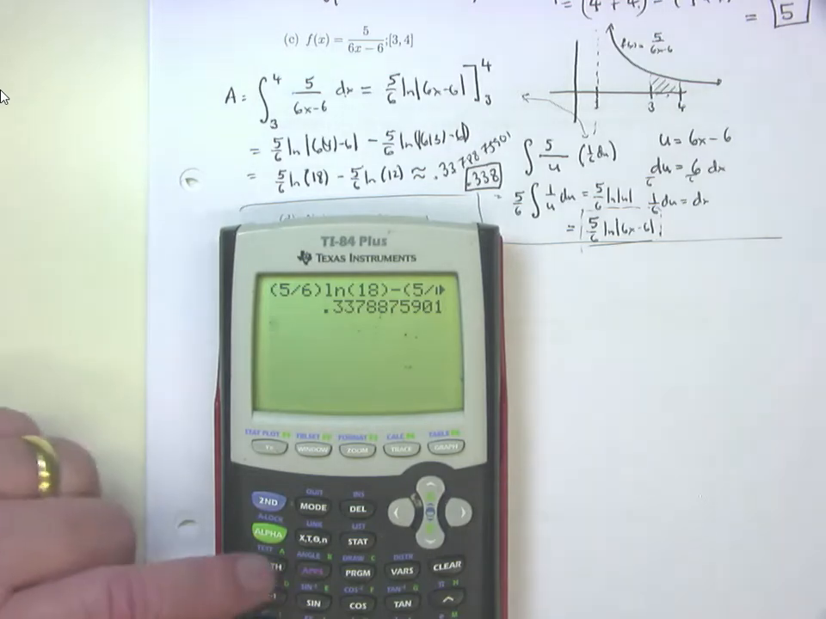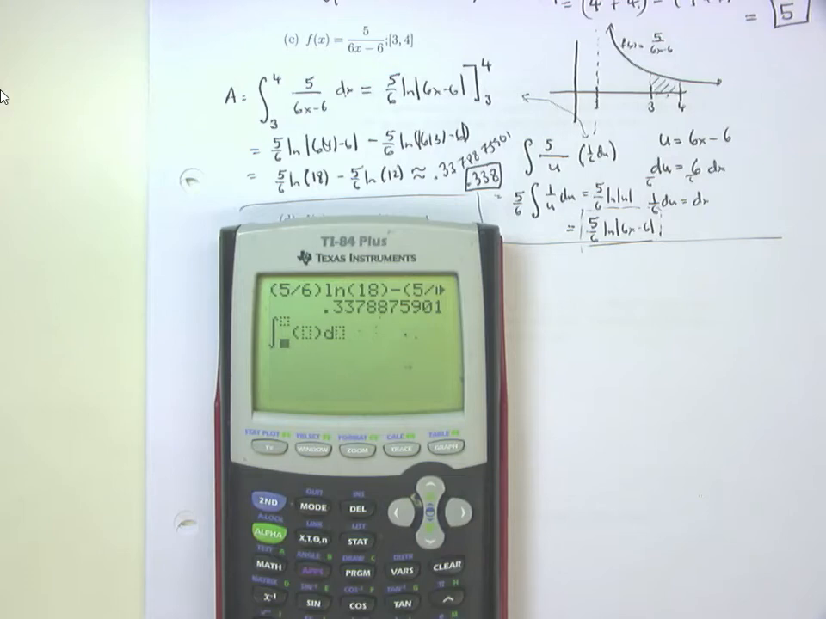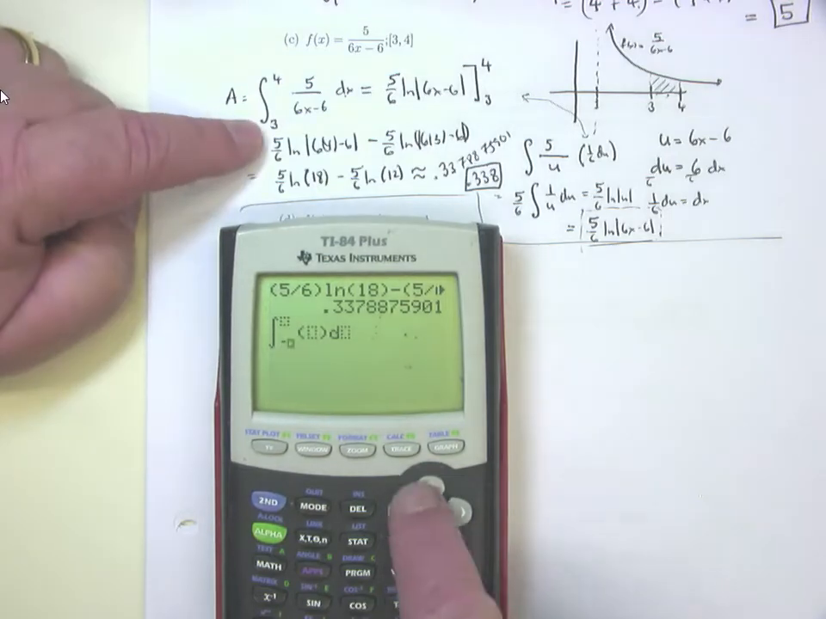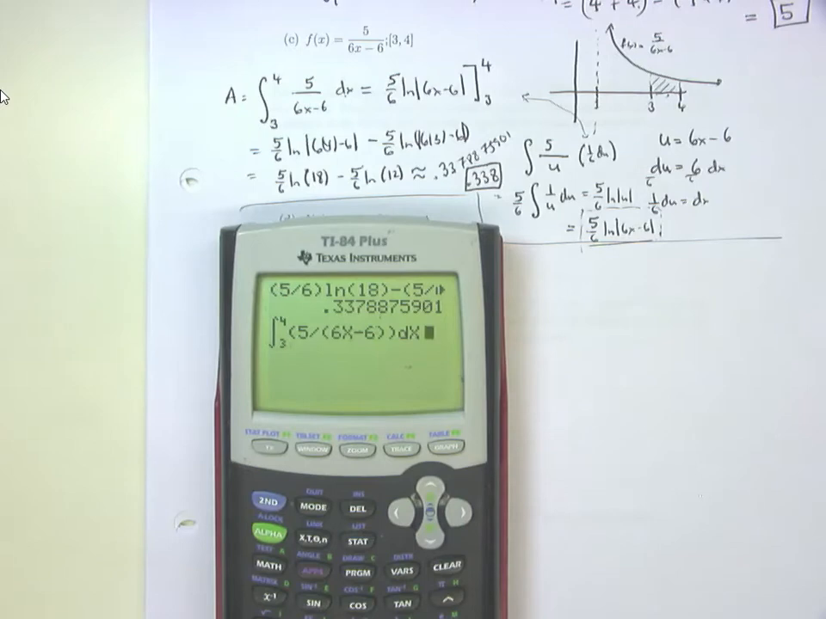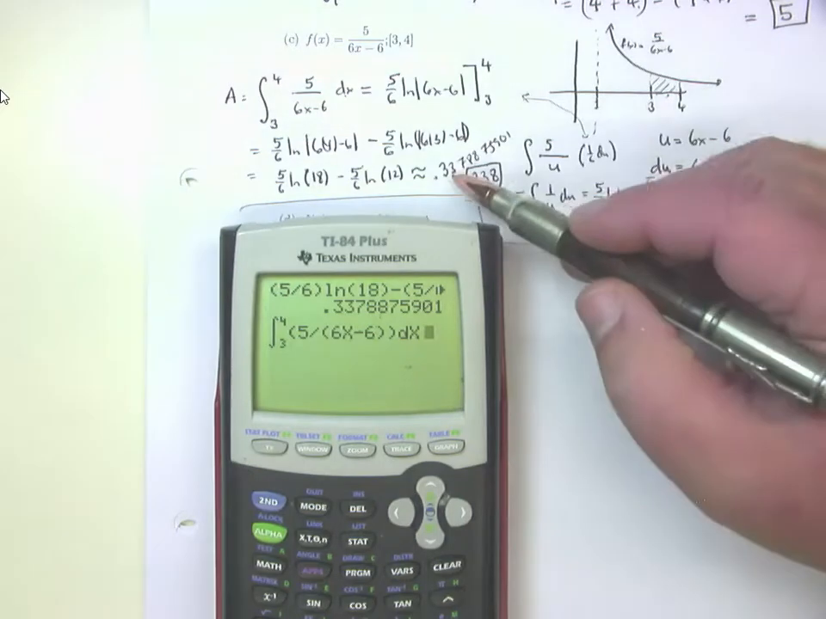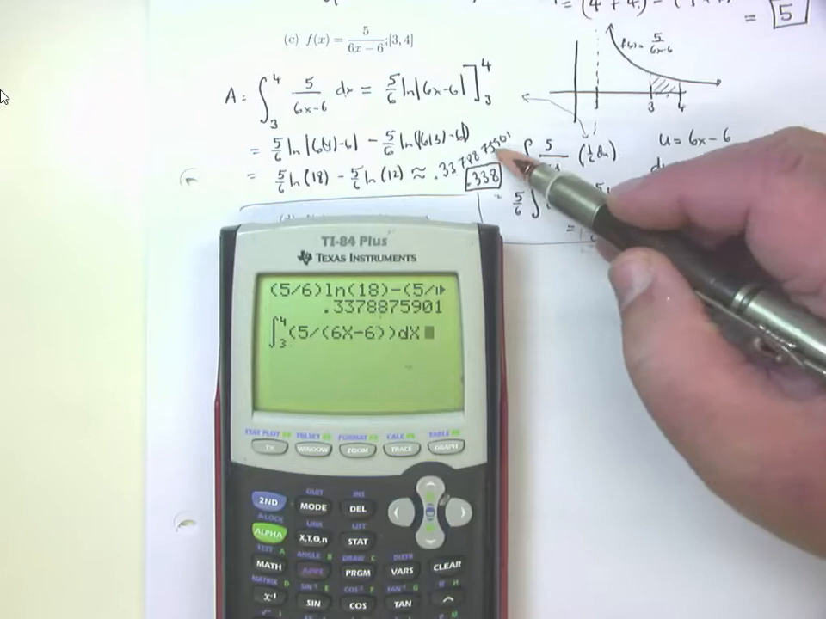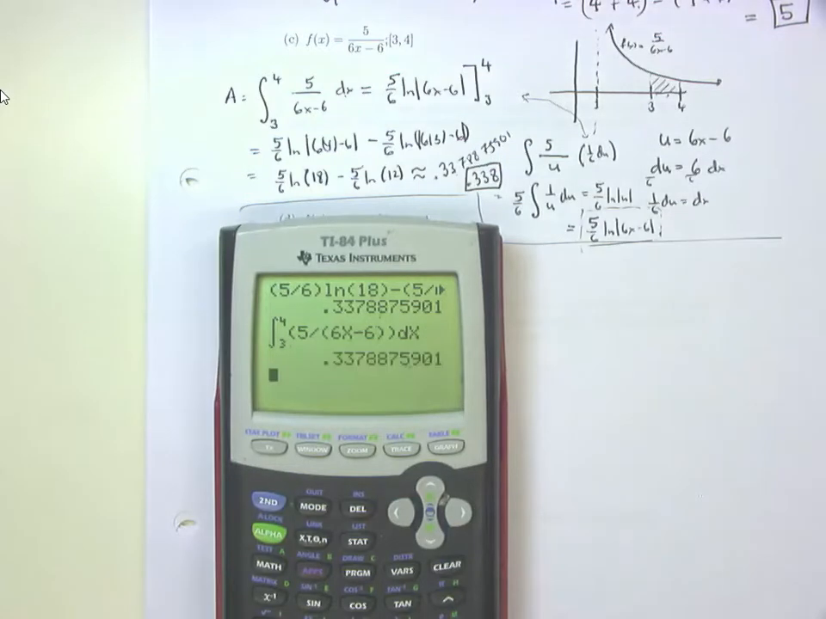And so that'll be, how do I do it? Math number 9. Integral from 3 to 4 of 5 divided by parentheses 6x minus 6, close parentheses, dx. Now, if I hit enter on my calculator, what should pop up? 0.337887591. Let's see. 0.337887591. I know I got the problem right. Does that make sense? Double check yourselves.